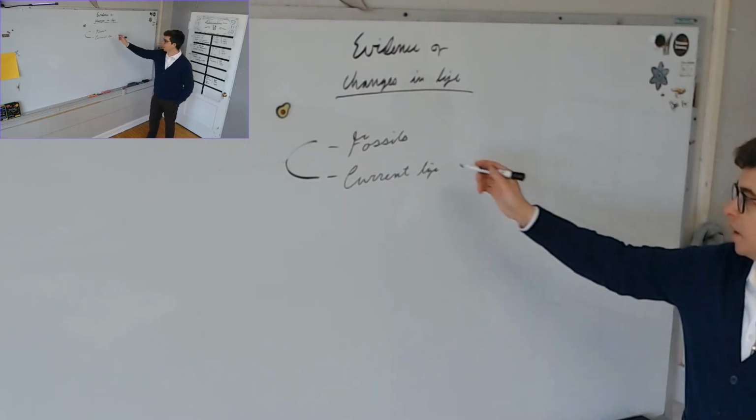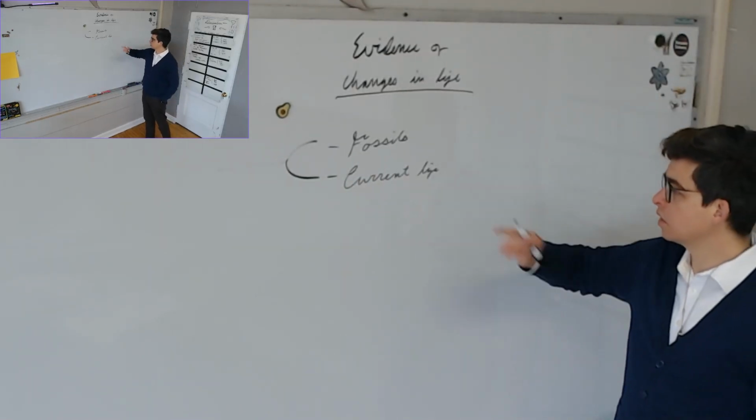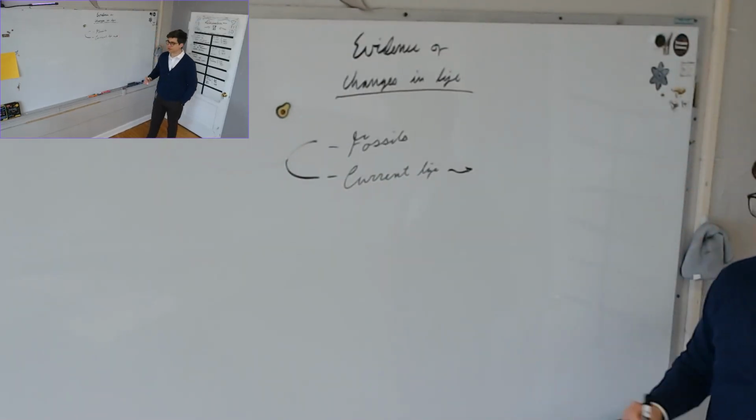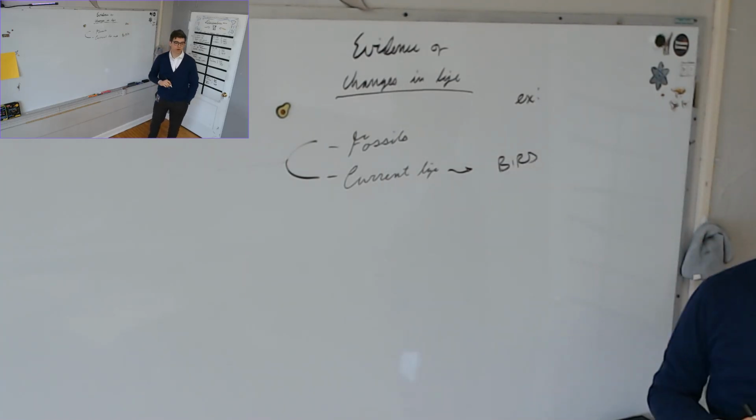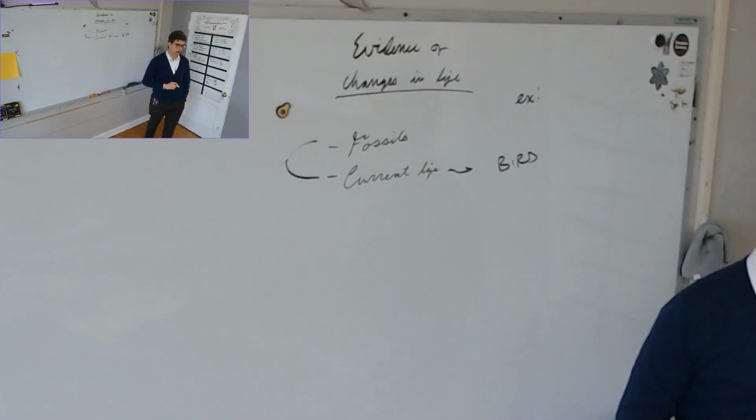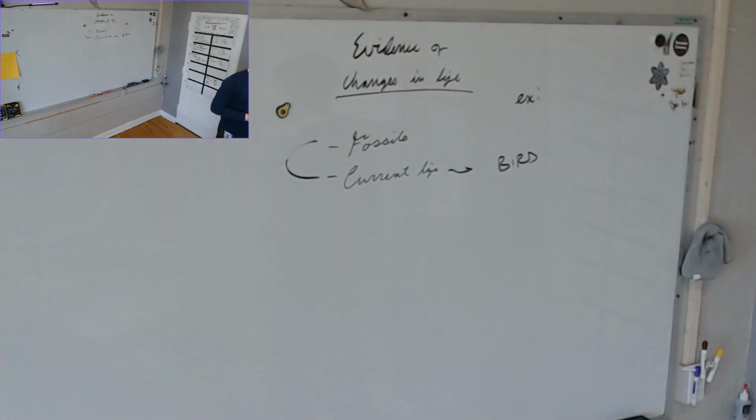Well, we come about this in two directions. Current life. What current life has feathers? This is our example here. Birds. Good. Birds. The class of vertebrates called Aves is their class name. And those organisms have feathers.